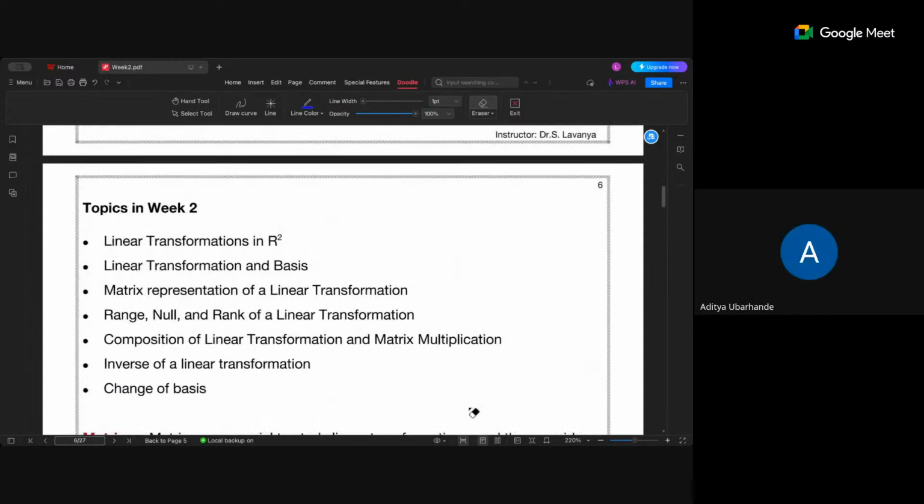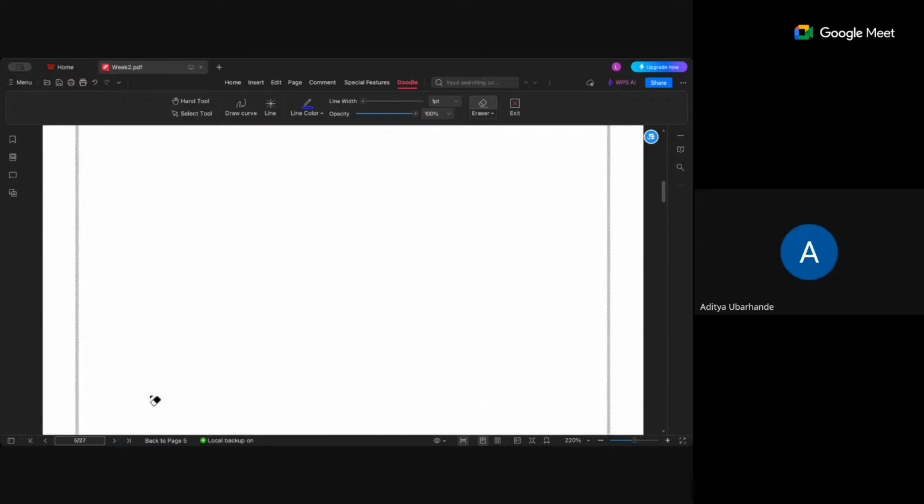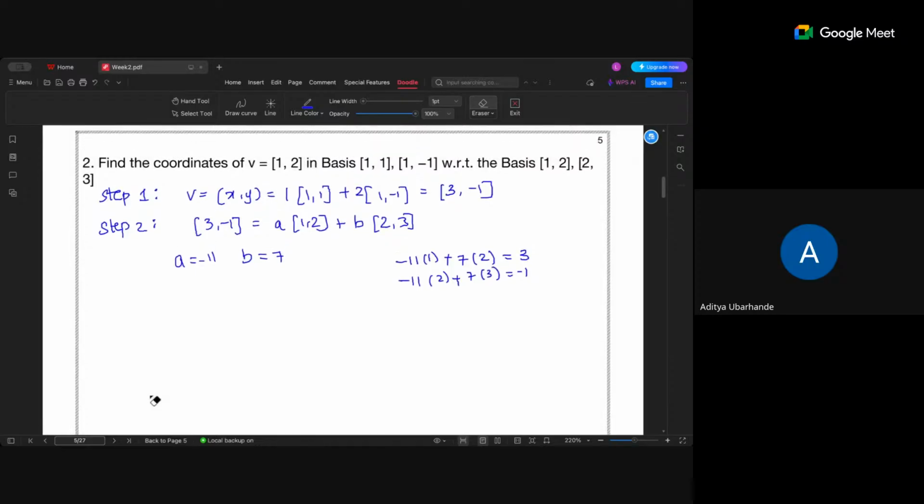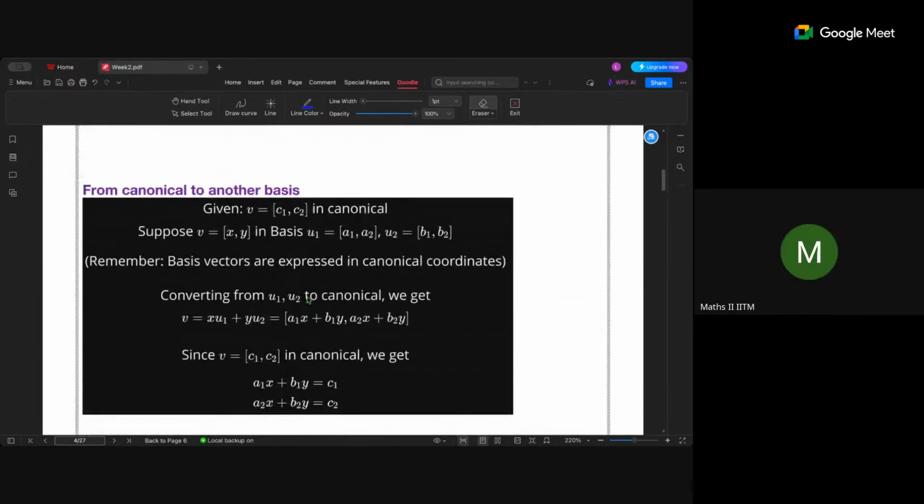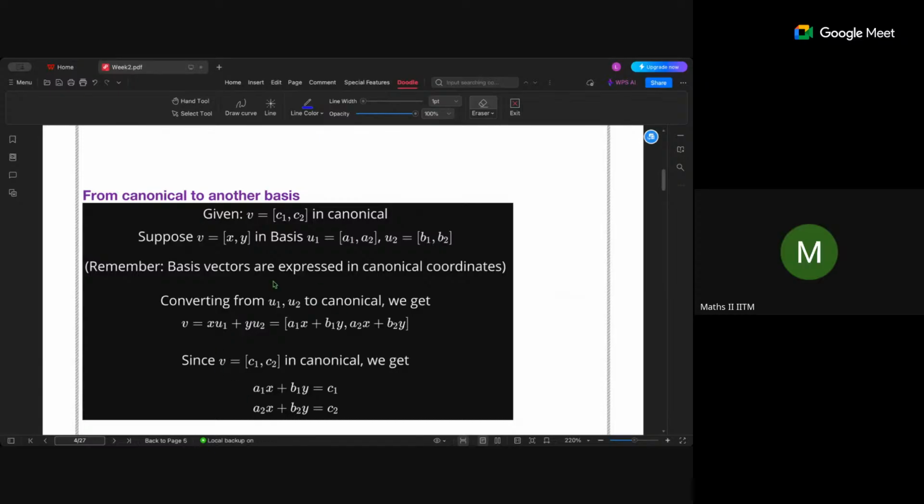Good. Ma'am, would it be possible to generalize the steps of solving these questions? For example, in this one, going from canonical basis to another basis, and going from a given basis to canonical basis. Can you just generalize the steps once? That is what is given here if you want to generalize.